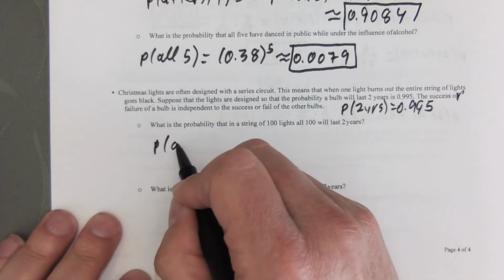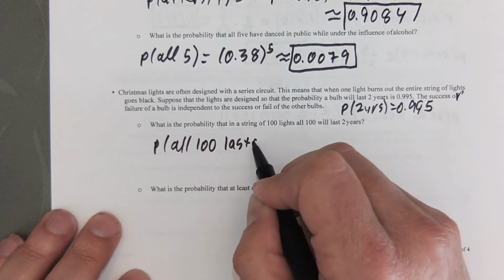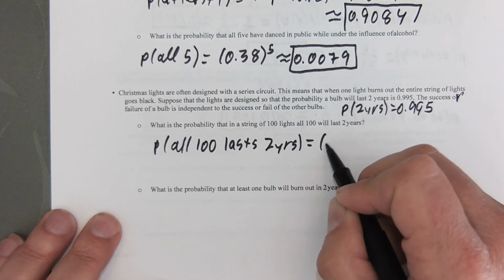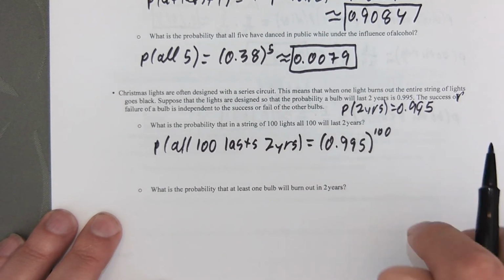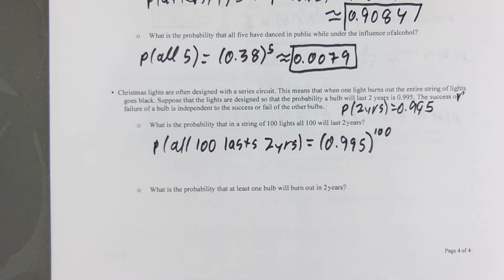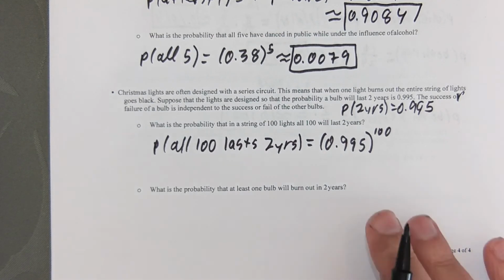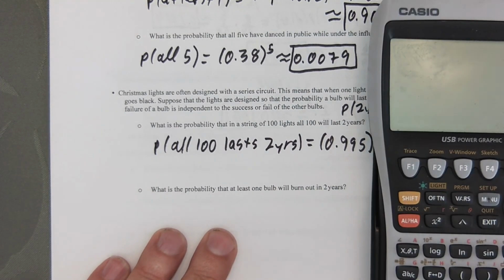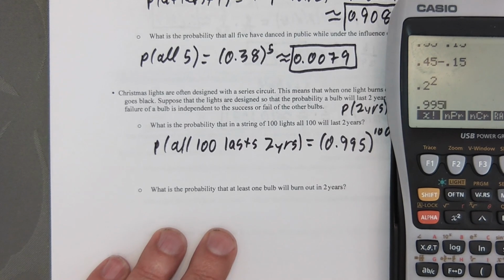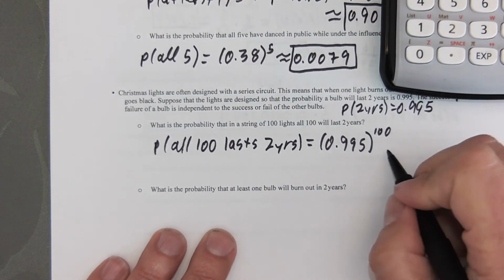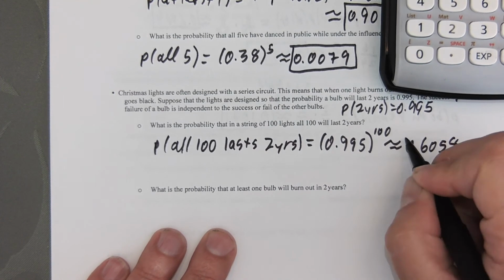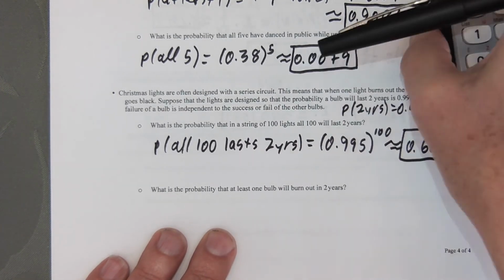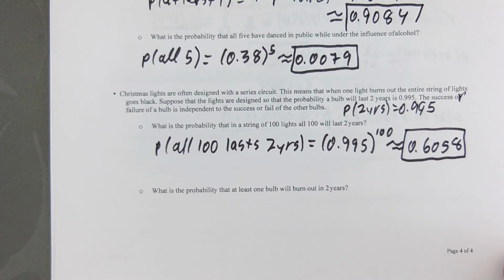Well, all 100 last 2 years. That's going to be 0.995 to the 100th power, because each one has its own probability of lasting 2 years of 0.995, and there's 100 of them. So 0.995 times 0.995 times 0.995 and so on. Using my calculator, 0.995 raised to the 100th power, you can see that drops down pretty big. It's about 0.6058. Once again, I want you verifying all these and practicing with your calculator. So the probability of all 100 of them lasting 2 years is pretty low.